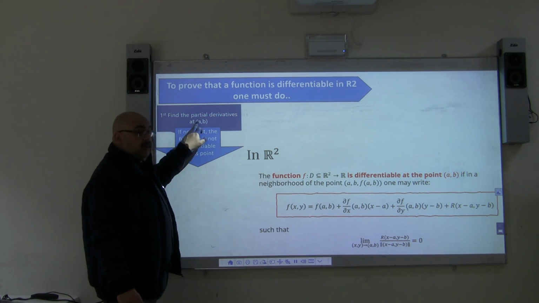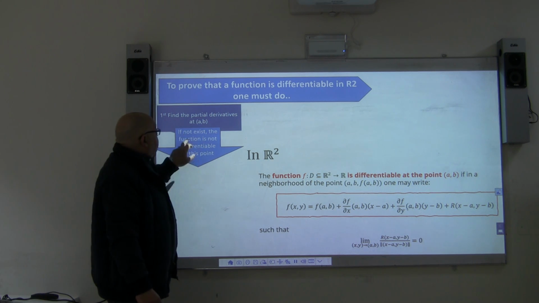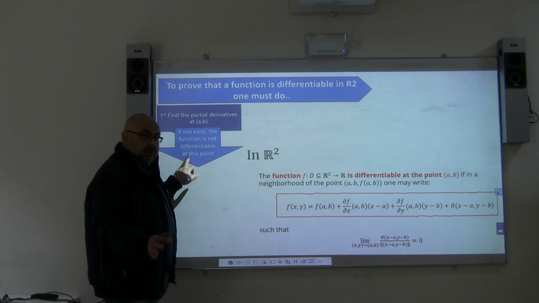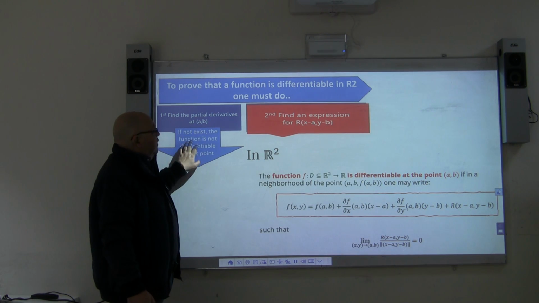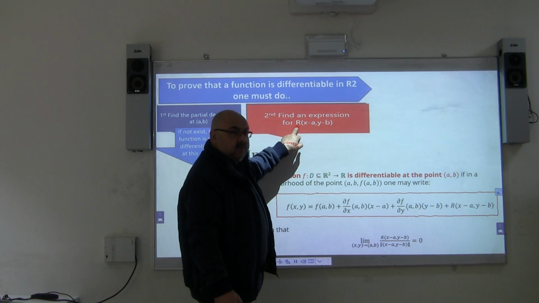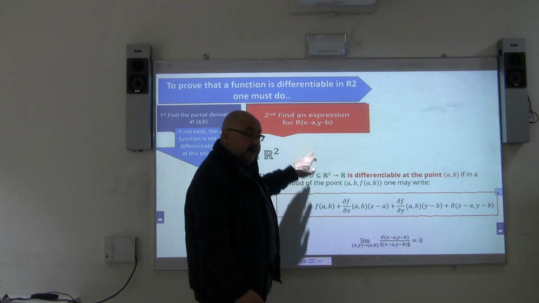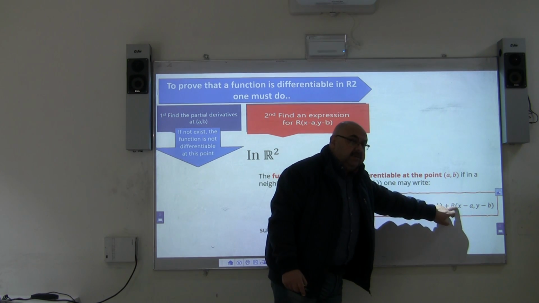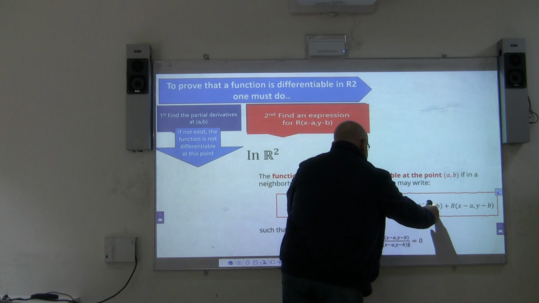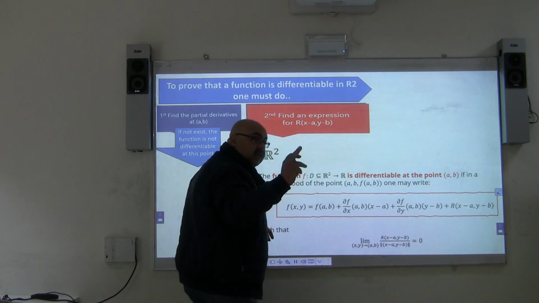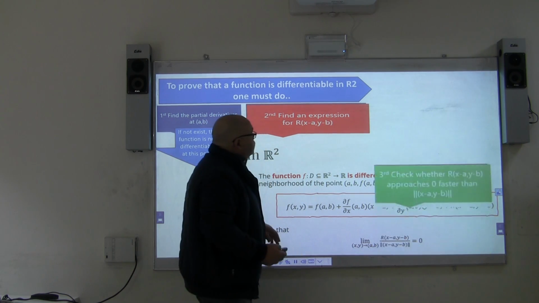Before we go to the second step, remark: if the partial derivatives don't exist, then the function is not differentiable at this point. You are stopped. Step number 2, find the expression of r of x minus a, y minus b. If you remark, in order to get the definition of r of x minus a, y minus b, I will move those terms to the other side. That's the definition of r, as we will see.